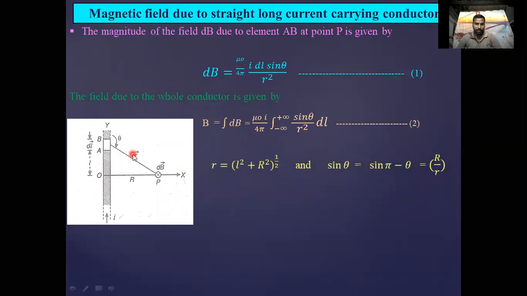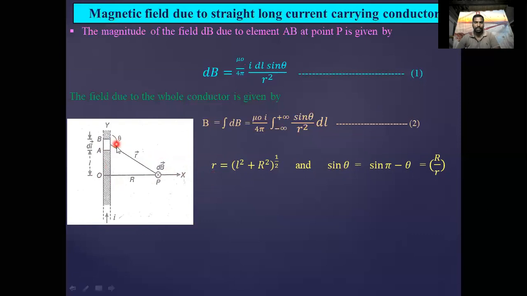Using this figure, first the r value. We consider the triangle formed by the element and OP. OP is a right-angled triangle. Using the Pythagoras theorem, r² = L² + R², so r = √(L² + R²). Now sinθ.